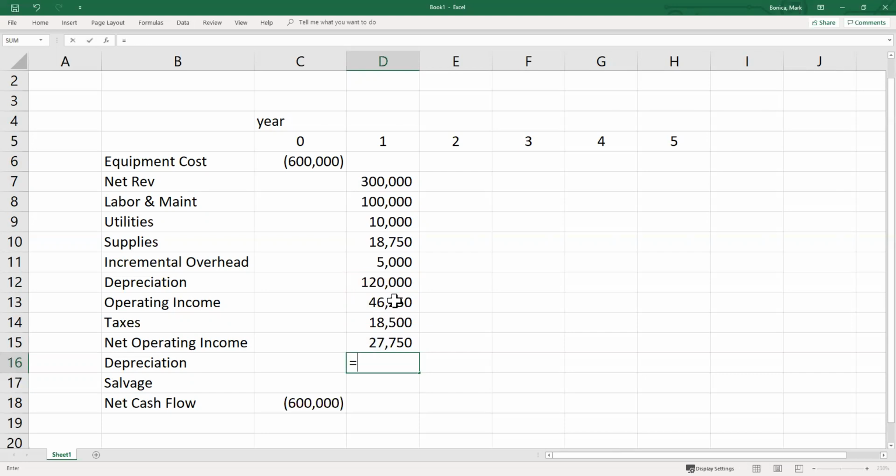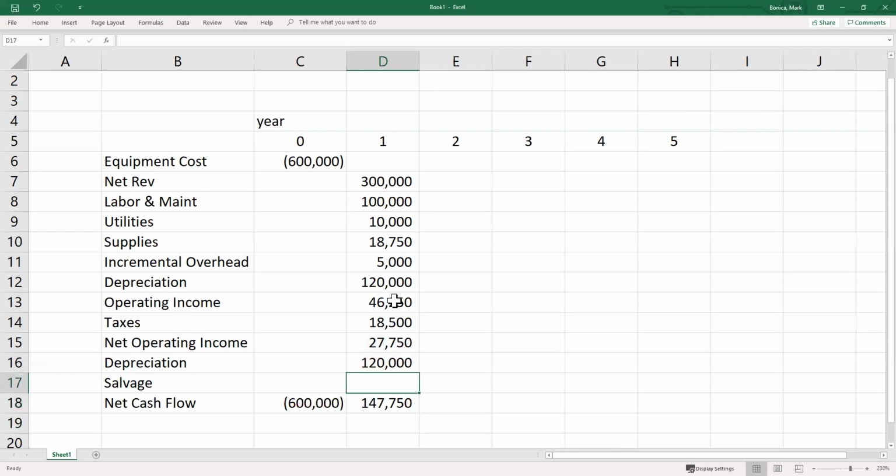No, sorry. I want to actually put the depreciation in there. I'm not following the format. Okay, so now to get my net cash flow, I'm going to take my net operating income plus the depreciation, and that gives me a net cash flow of 147.